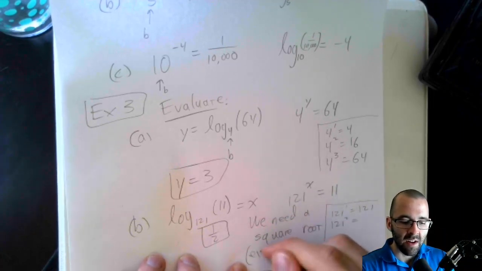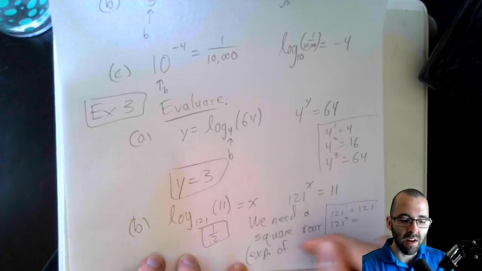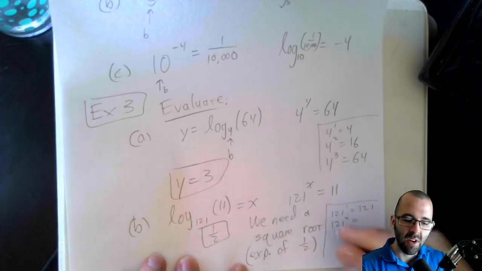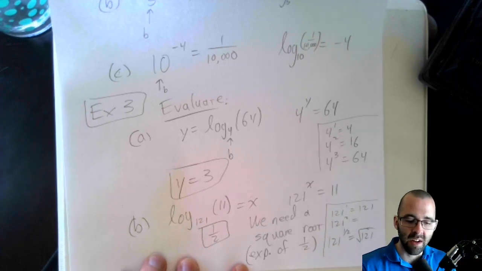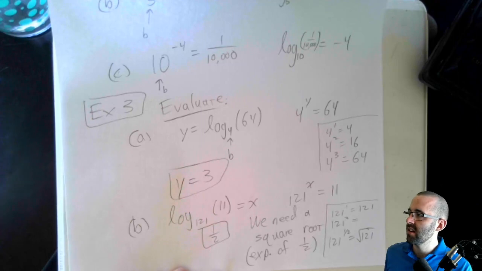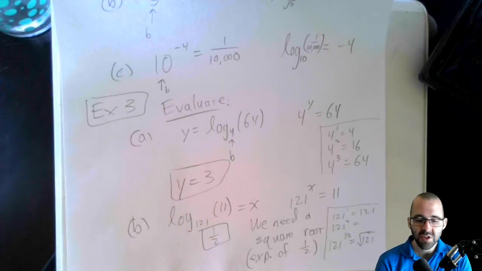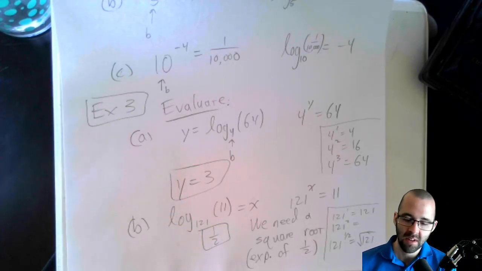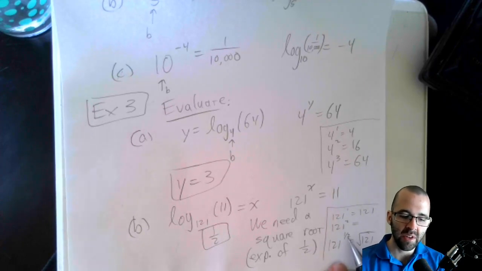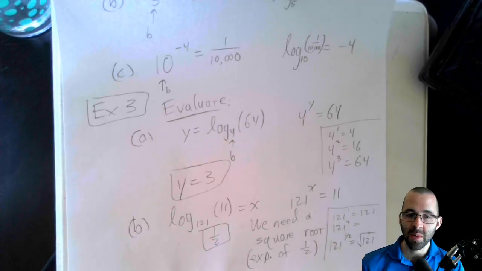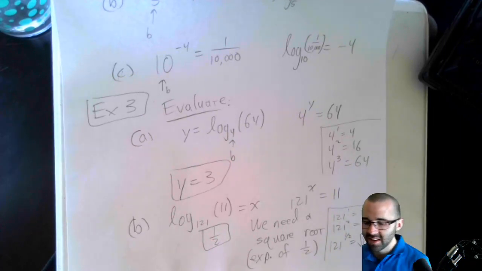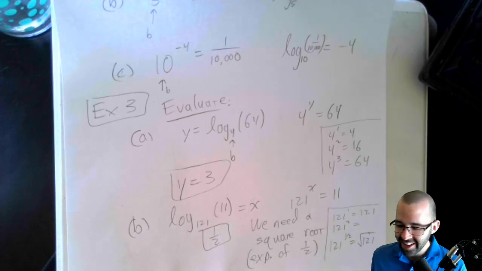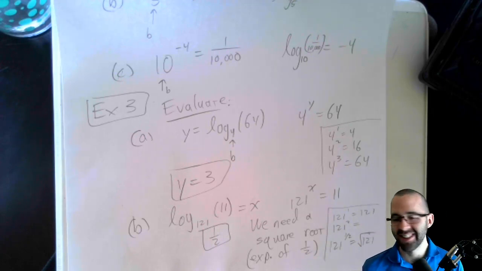Right. A square root is an exponent of 1/2. Because 121 to the 1/2 power is the square root of 121, which does give us that 11. So you're going to have to remember how roots work. Square root is 1/2. Cubed root is 1/3. And you're also going to have to worry about negative exponents. Negative exponents are going to give us the fractions. And don't worry. That's part C.